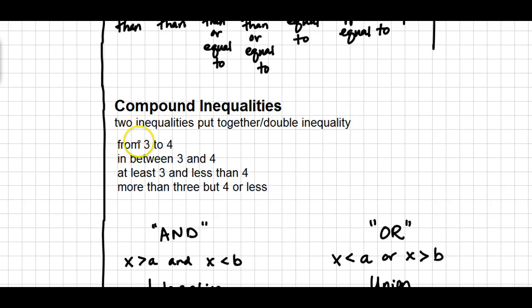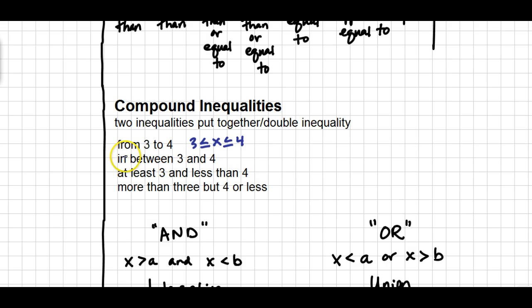If you're trying to describe numbers that go from 3 to 4, that would mean that 3 and 4 are included and all the numbers in between them. So this is what that inequality would look like. You would choose a variable. In this case I chose the variable x, and I want to know that 3 and 4 are included, so I would use the less than or equal to symbol. And all the numbers in between 3 and 4, including 3 and 4, would be included in that compound inequality.